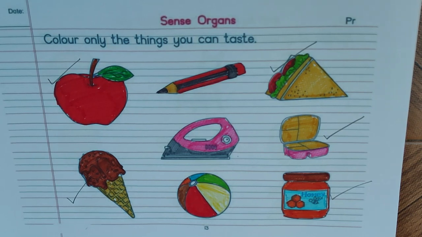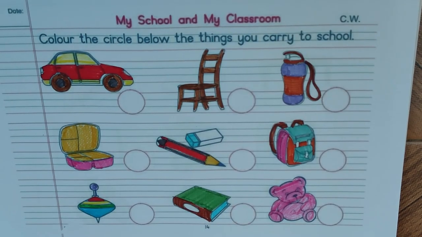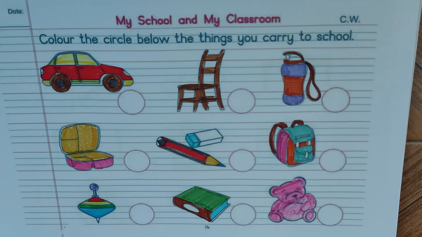Now we'll go to the next page. Next, color the circle below the things you carry to school. So I'm not going to color. I'm going to put a check for you to understand which of these things we carry to our school.